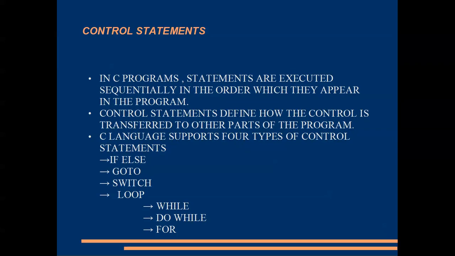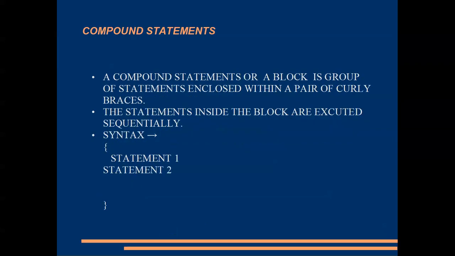C language supports four types of control statements, that is if else, goto, switch, loops. In loops we have three types of loops, like for, while, do while. So let us see the different types of control statements.